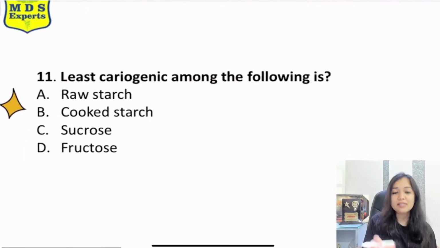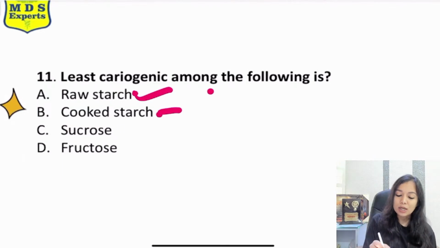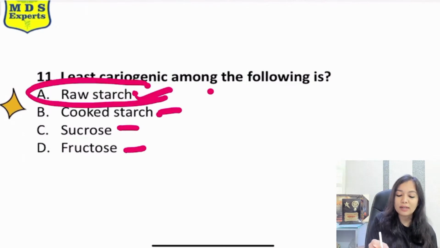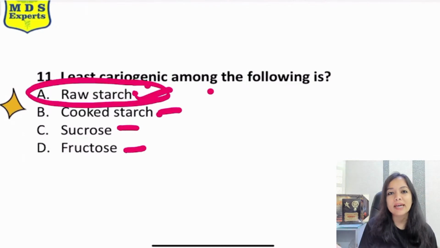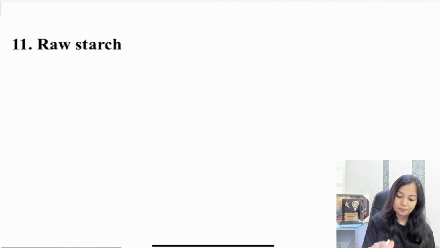Now, this is a very simple question. Least cariogenic among the following is raw starch, obviously, because cooked starch will get deposited, digested and broken into sugars. Sucrose and fructose are direct sugars. Raw starch will in fact help in cleansing action, and it will not break into sugars very easily. So raw starch is the least cariogenic of all of these four.